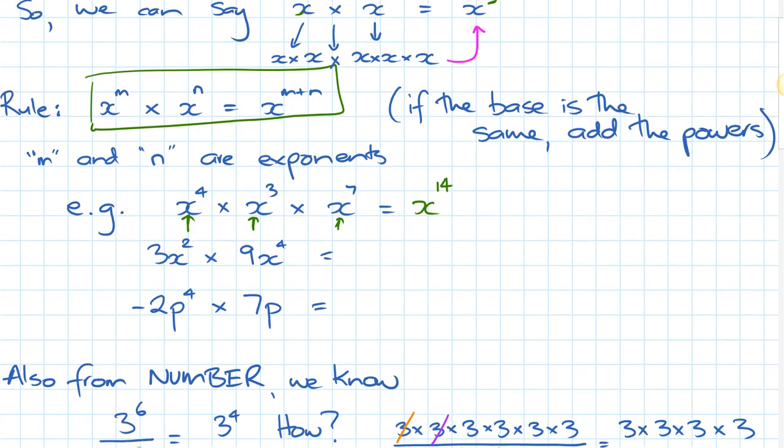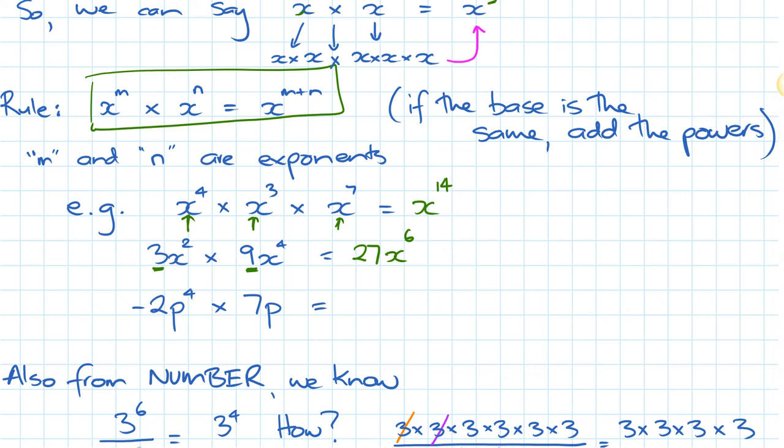Let's extend this a little bit further. Now we have numbers in front of our x terms. So what you do with those numbers is you're going to multiply those numbers first. So 3 times 9 gives me 27. Now I'm just applying that rule. So x squared times x to the power of 4. Add those two powers, I get x to the power of 6. So 27 x to the power of 6 is my final answer.